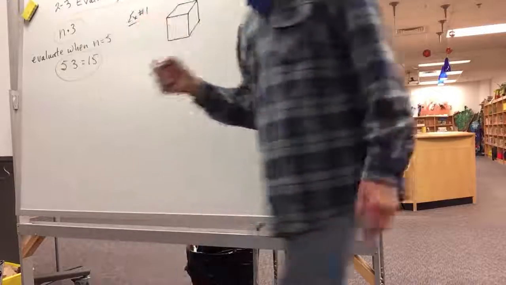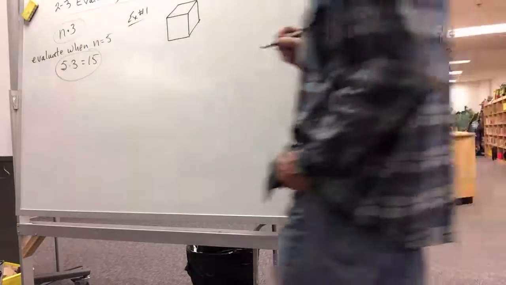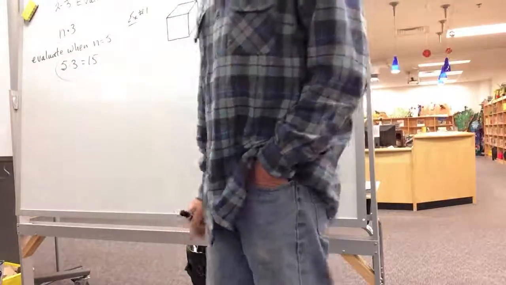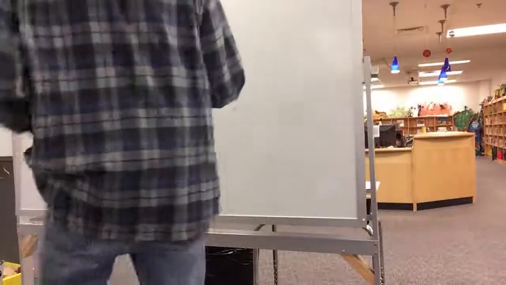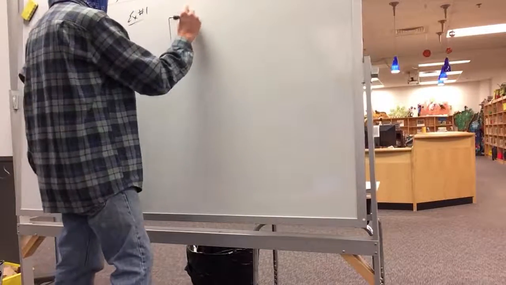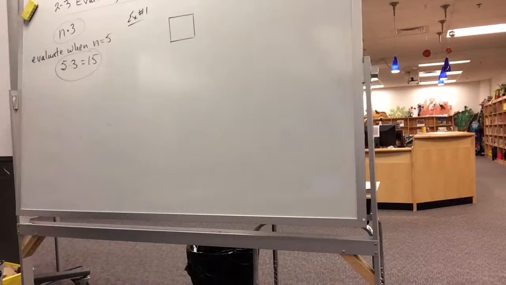So if it's a cube, that means all sides are the same length. Can you guys draw cubes? No? Start with a square. You can draw a square. So start with a square, then look up here.